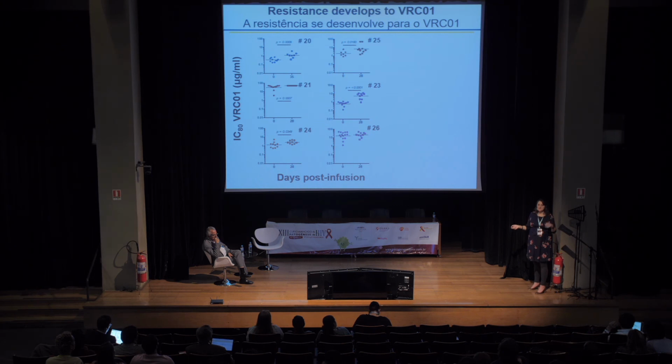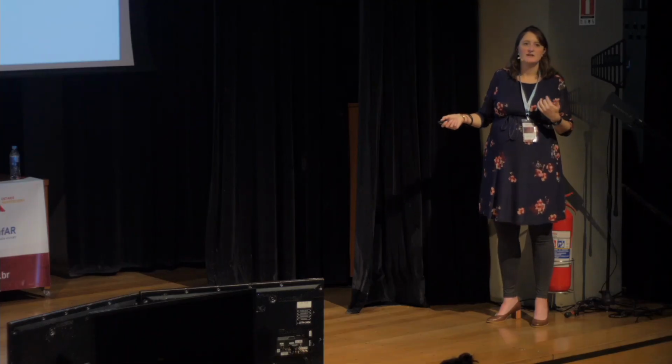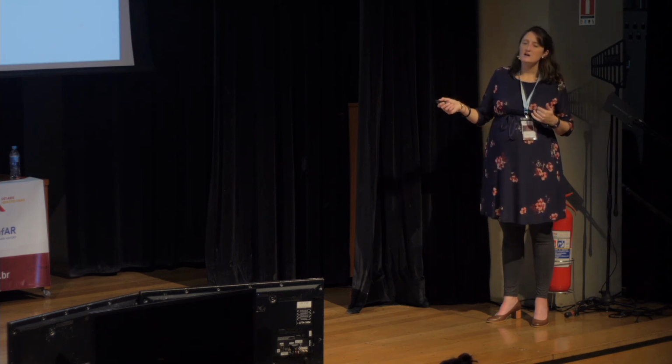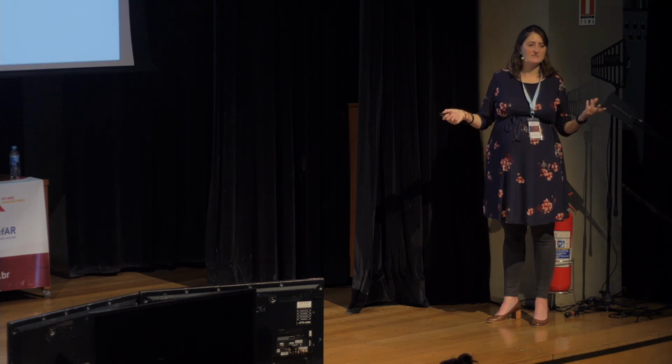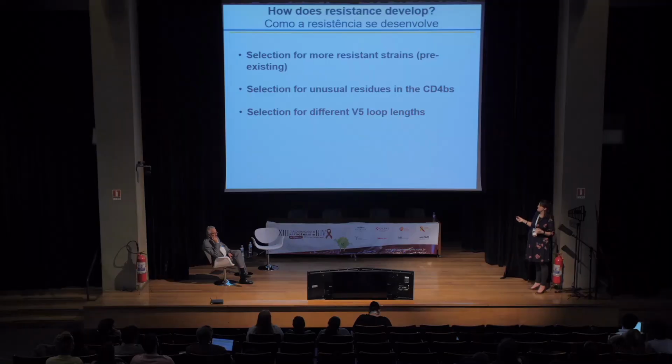So the viruses changed enough to become just enough resistant to the antibody to continue to grow in the presence of the antibody. And then we could look at the sequences and determine how did the viruses change. And what we saw was that there was no de novo resistance mutations, the way you saw from escape from 10-1074. What we saw was there was selection for more resistant strains, again, from the pre-existing virus diversity in that person. And so occasionally they had pre-existing unusual residues in the CD4 binding site.